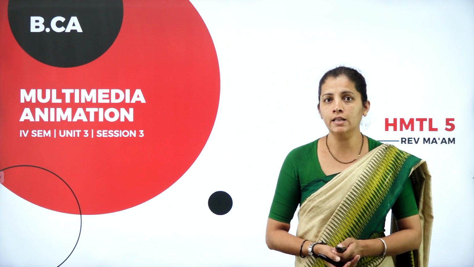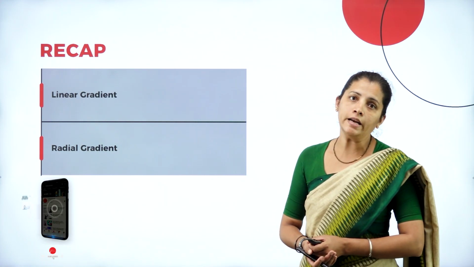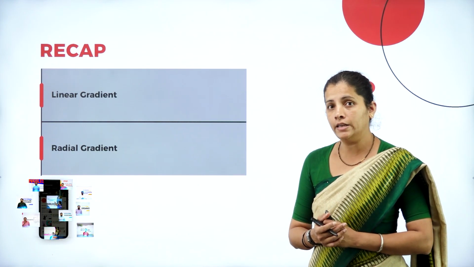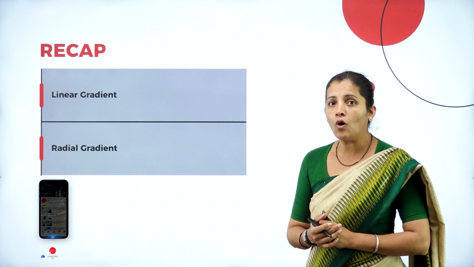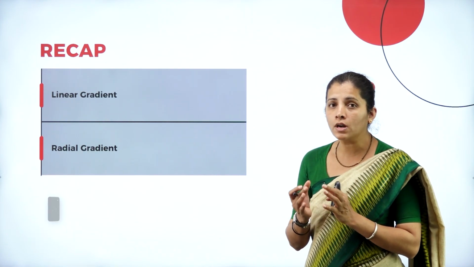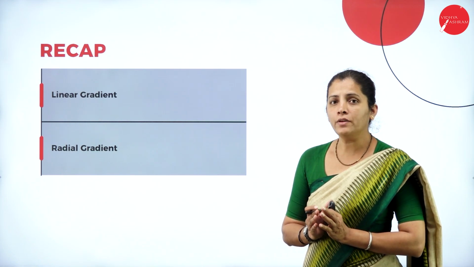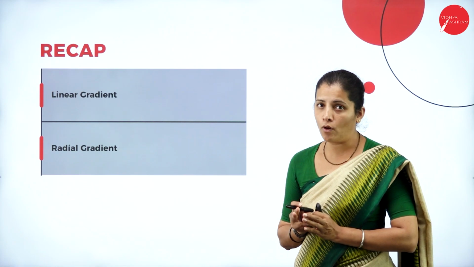So dear student, in my last session, I started with linear gradient and radial gradient. So what is gradient here? Gradient is nothing but the transposition of two or more colors is known as gradient. Okay, fine. Then what about linear and radial? These are the two types of gradient.